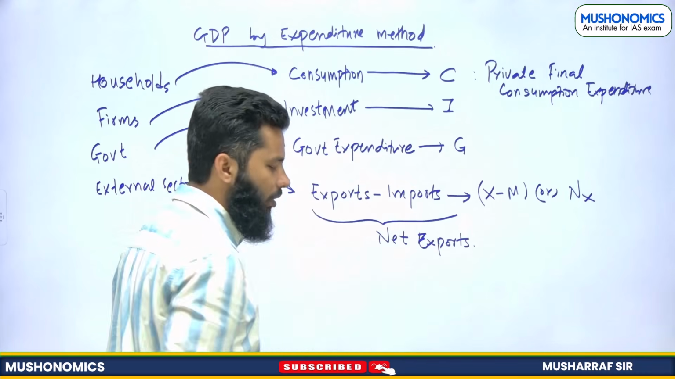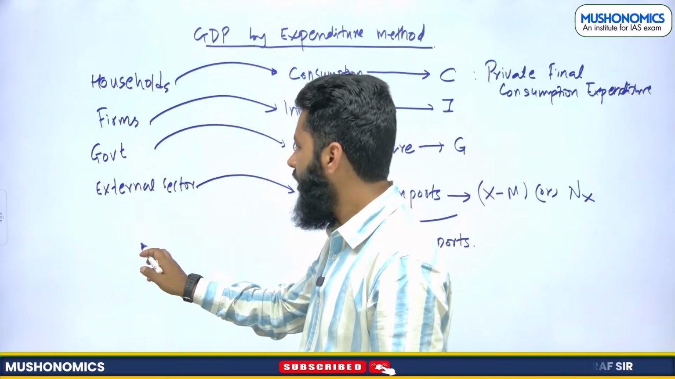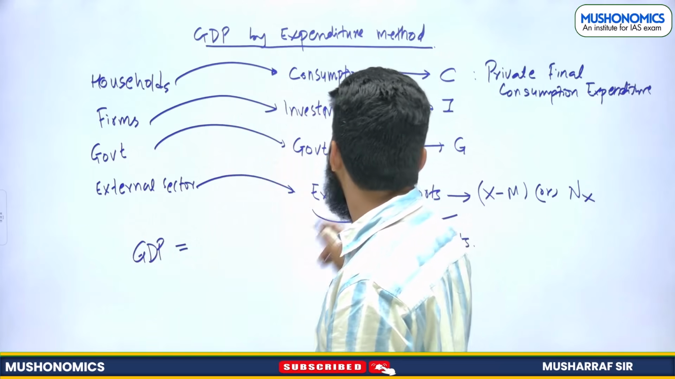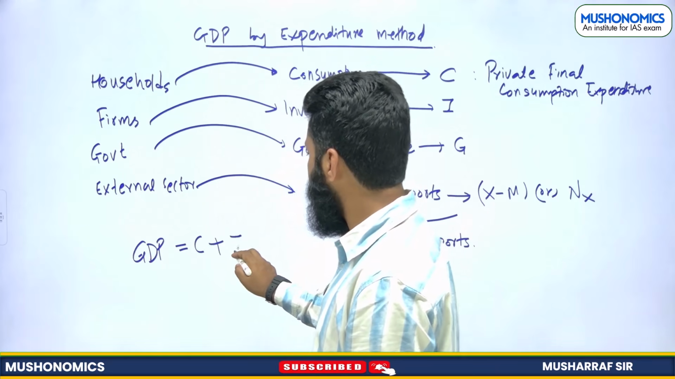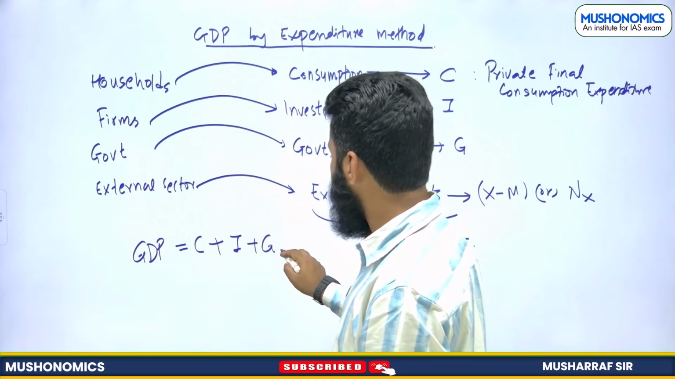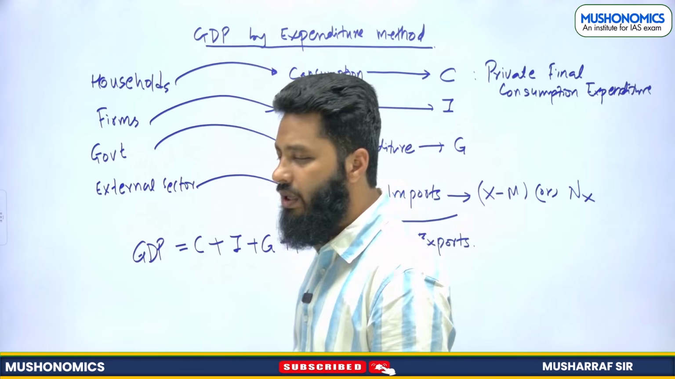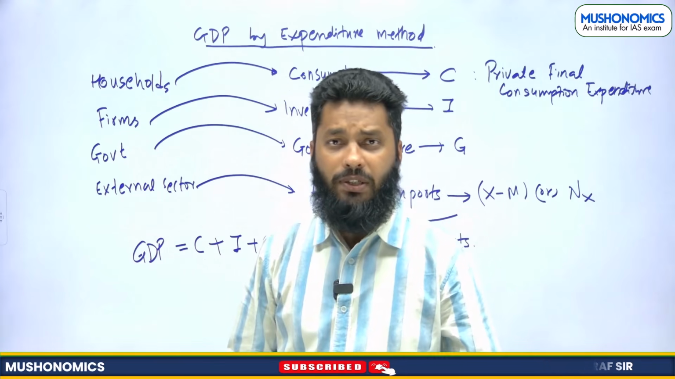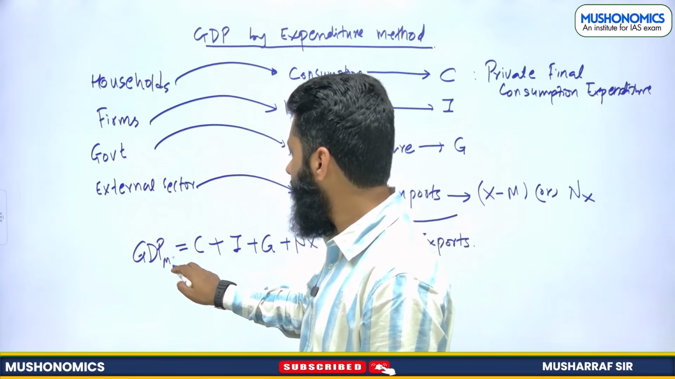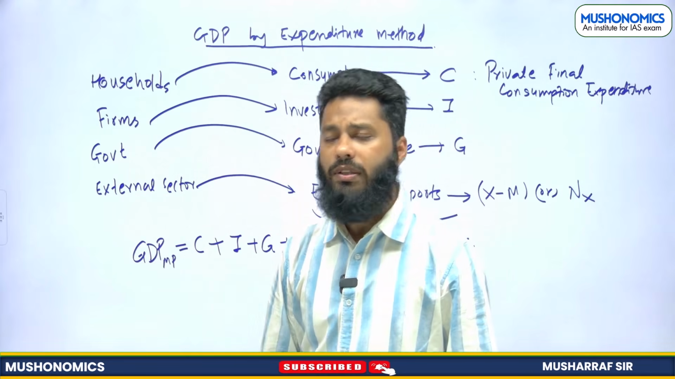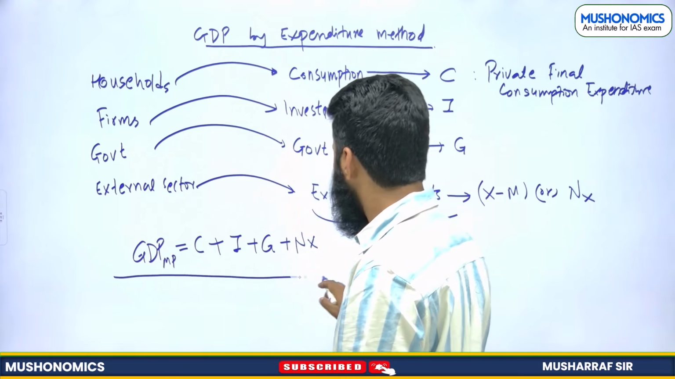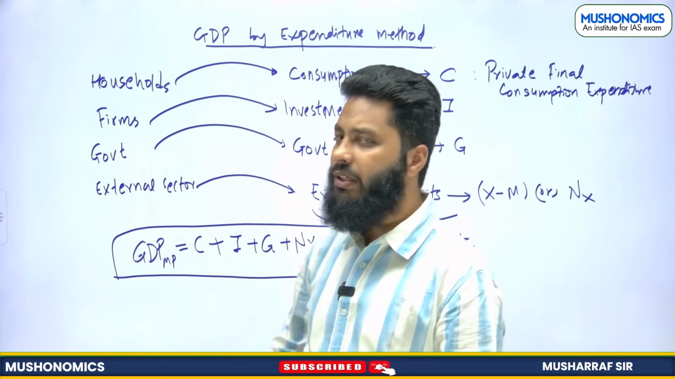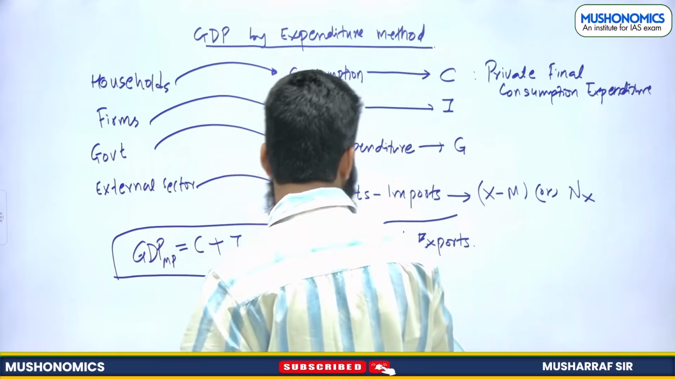And when we calculate all these expenditures in our economy, we get GDP. So GDP is C plus I plus G plus NX: consumption plus investment plus government expenditure plus net exports. Since all this expenditure is done at market prices, here we get GDP at market price. So this is known as GDP by the expenditure method. We are calculating expenditure done by all the sectors in the economy.